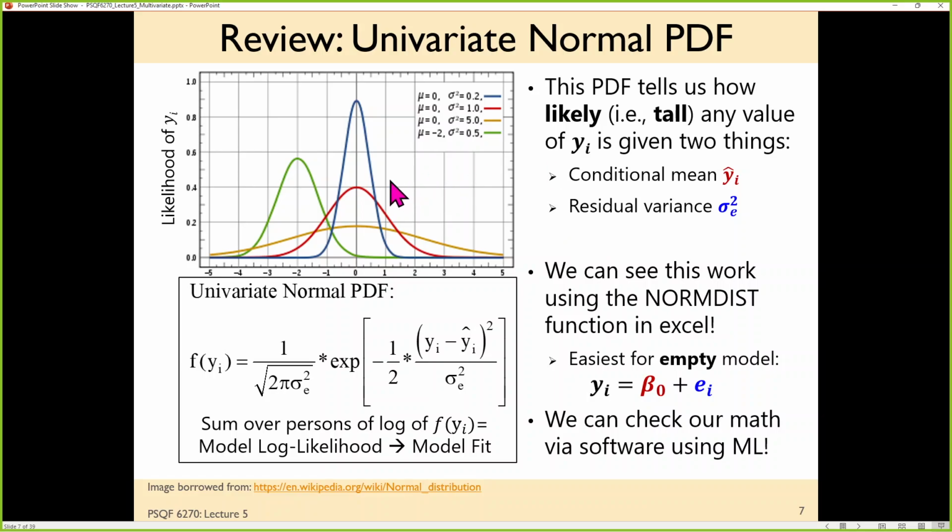This is our univariate normal distribution that I stole from Wikipedia, of course. This is the formula for it. If I know the predicted value for each person and the residual variance, I feed those numbers into this formula, and for each person I get one number back out: the height of their y under the current model parameters. The process of figuring out the answer is figuring out the model parameters that collectively make everybody's data the tallest.